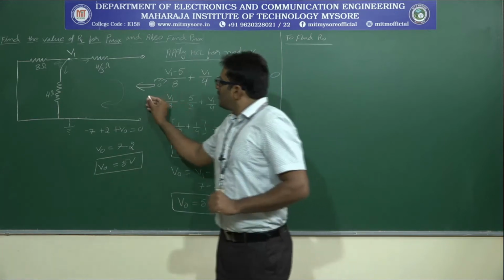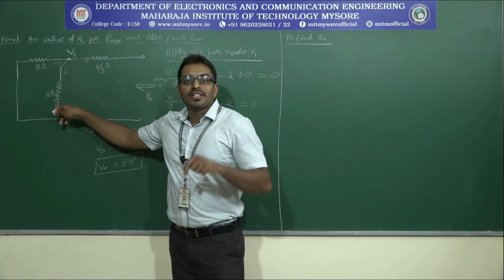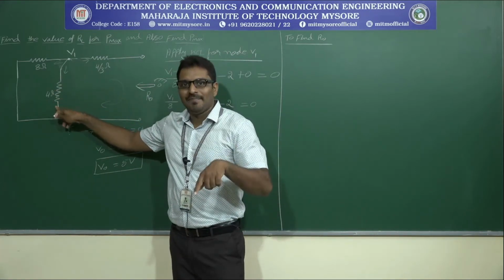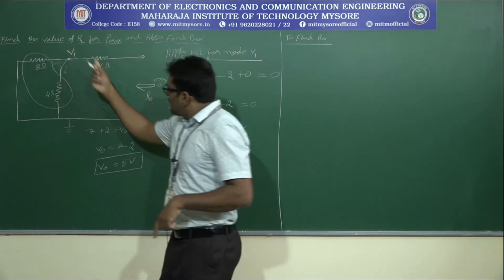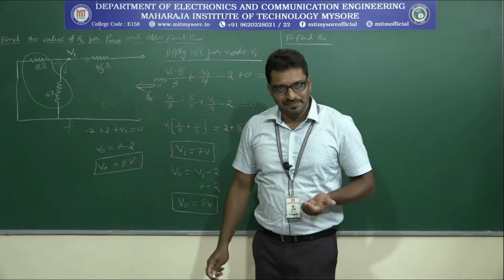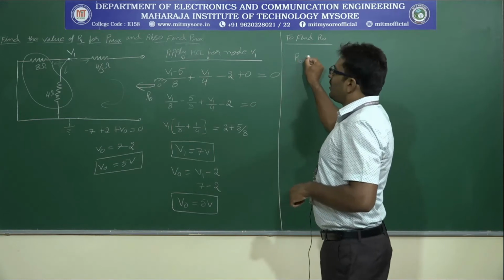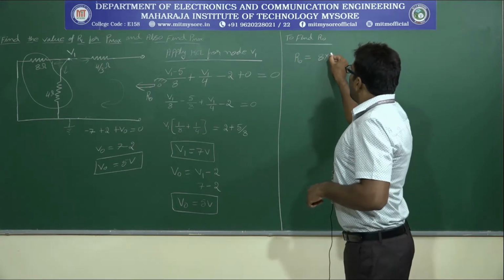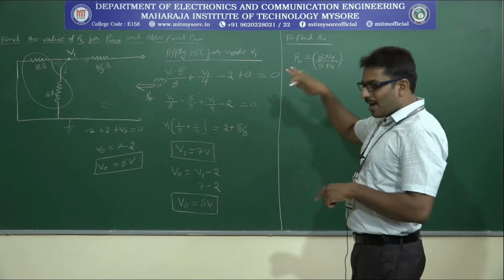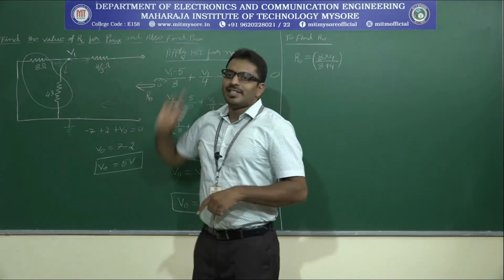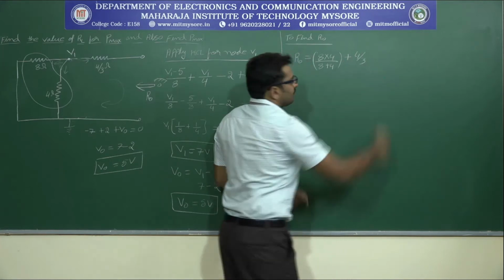Now, that is to find out R naught, right? Now, 8 ohm and 4 ohm resistance are connected in parallel. This parallel combination is then connected in series with 4 by 3 ohms. Is that clear? How we can write in this equation form? R naught is equal to 8 into 4 divided by 8 plus 4. This parallel combination then connected in series with 4 by 3, right? So, plus 4 by 3.